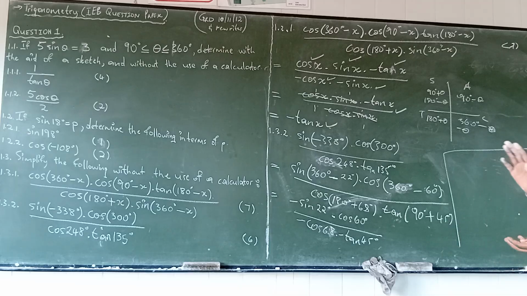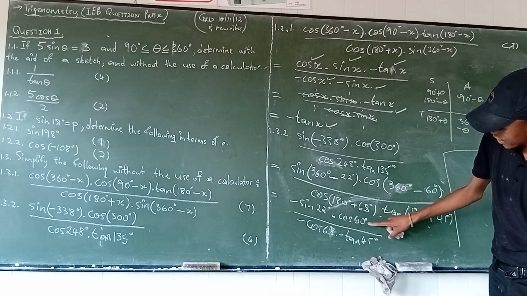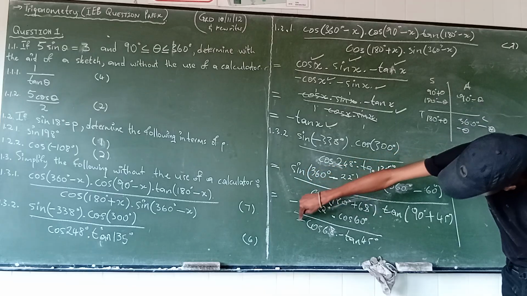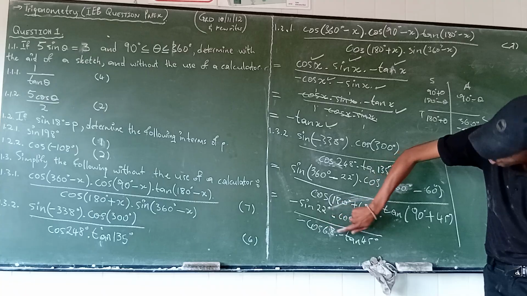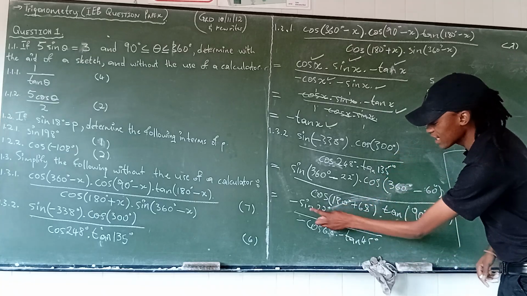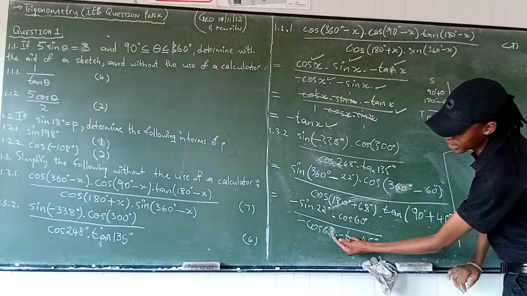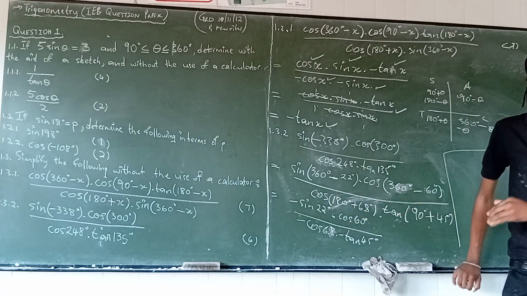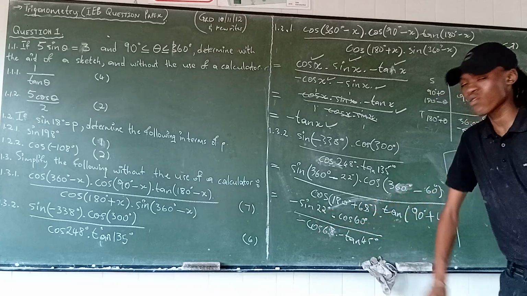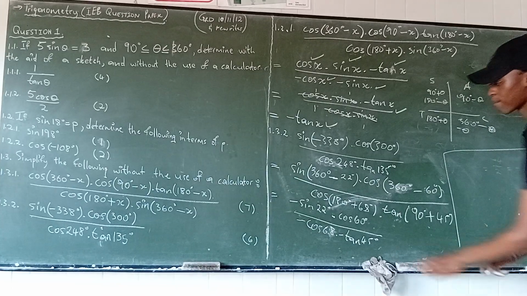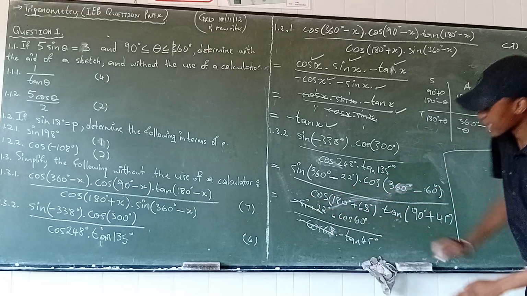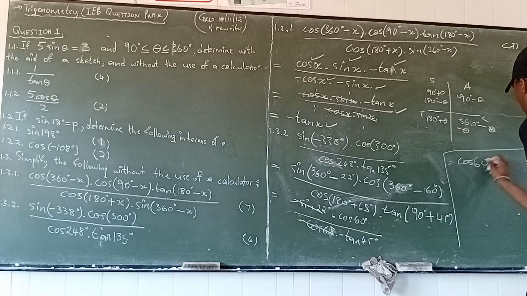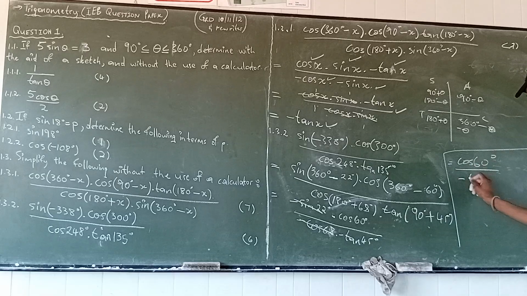Now let us look at this one. We are having negative sine 22 degrees and below there we are having negative cos of 68. So sine 22 and cos 68, if you say 68 plus 22, that will give us 90. Of which sine over cos, that will be tan. So this and this, they cancel. We are left with cos of 60 degrees divided by negative tan of 45 degrees.